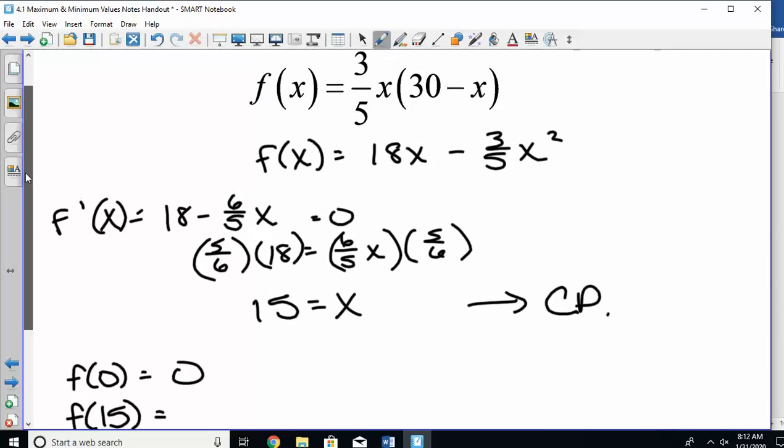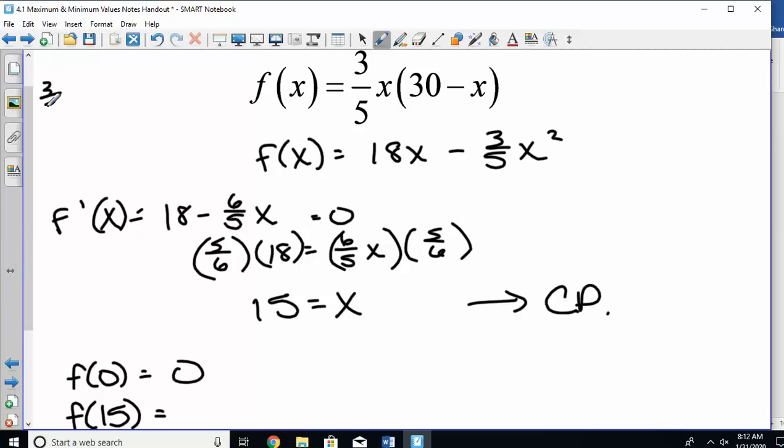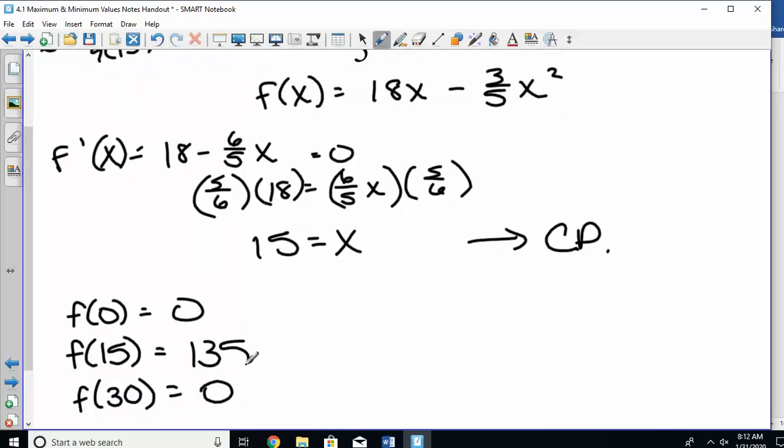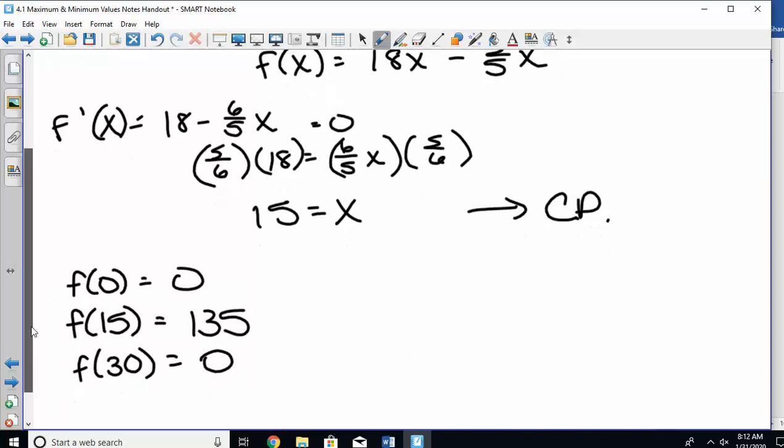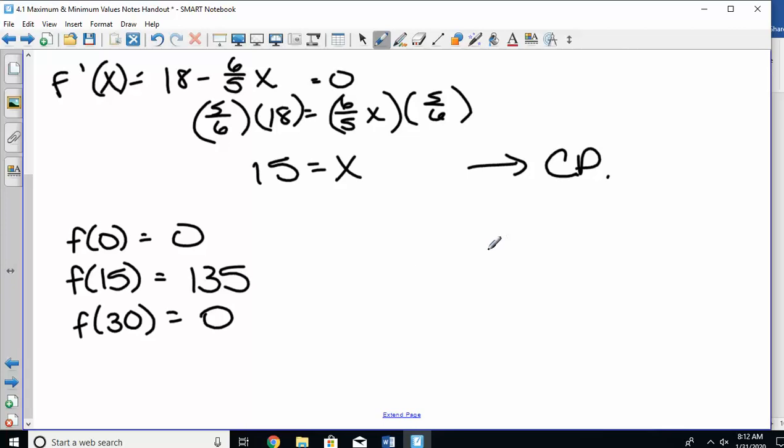If I plug in a 15, then I have a 3/5 times 15 times 15. And so 5 goes in 15 3 times, so you end up with 9 times 15, 135. So where is my max? At 15, equals 135 is my max. And how many mins do we have? We have 2 mins. It's the same value, so we have 2 of them.